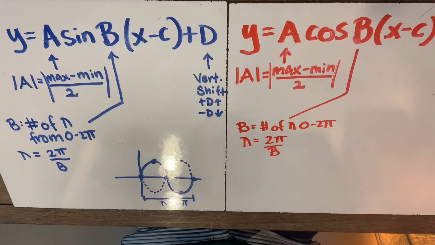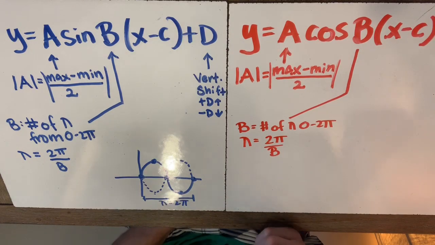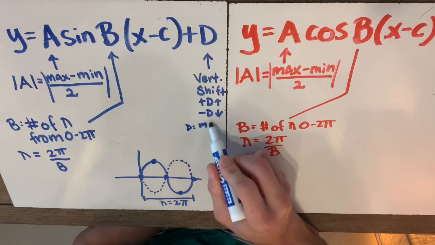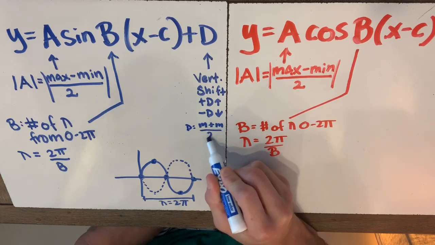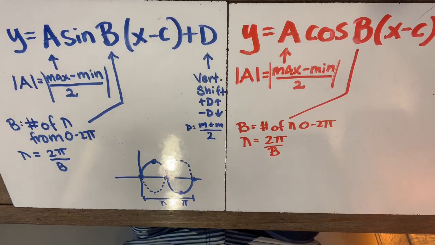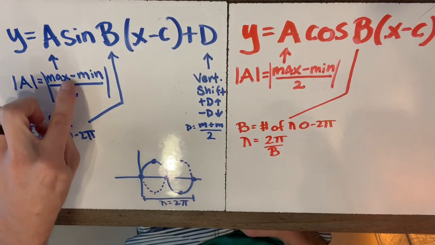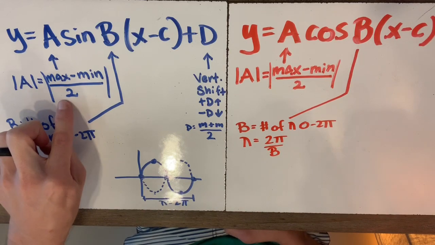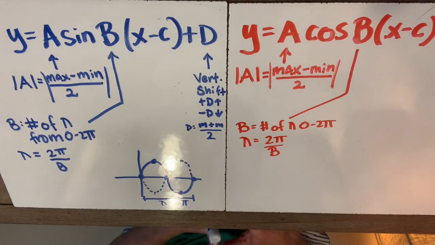The vertical shift is the average between the min and max. So d is equal to max plus min divided by 2. That's the average. Notice the amplitude has a minus, the d has a plus. It's the average. There's no absolute value here. There is for amplitude; we always report amplitude as positive. We've been through all of that.